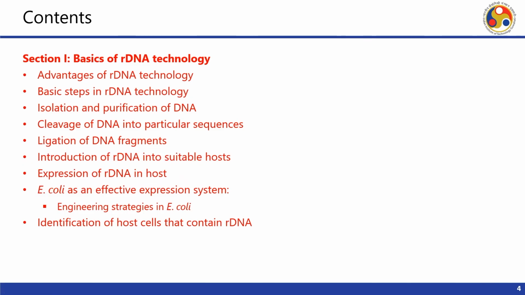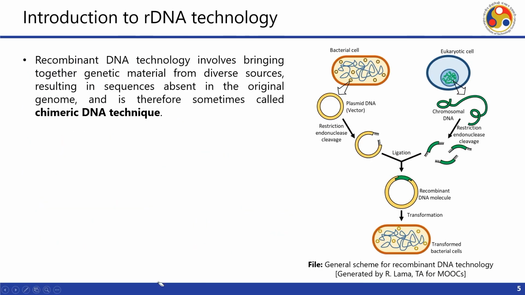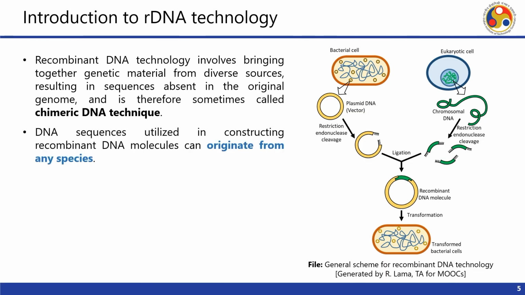Then we will discuss E. coli as an effective expression system and the various engineering strategies involving E. coli, and then identification of host cells that contain the recombinant DNA. So let's start with a very basic introduction of recombinant DNA technology or rDNA technology. This involves bringing together genetic material from diverse sources, resulting in sequences absent in the original genome, and is therefore sometimes called chimeric DNA technique.